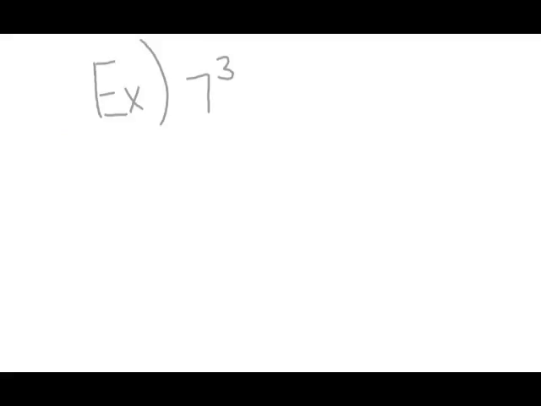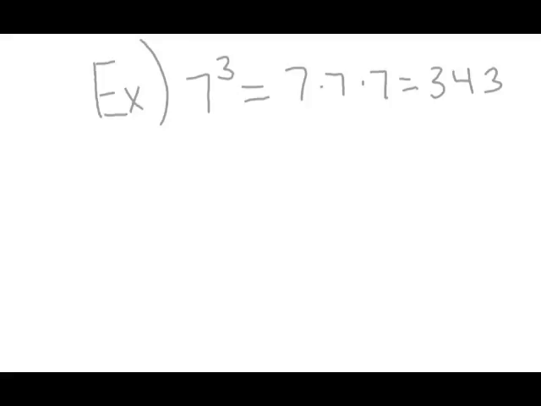Let's look at an example. We have 7 to the third power, to the third exponent. The 3 indicates how many times the 7 needs to be multiplied by itself. So it would actually be 7 times 7 times 7, which will equal 343. The same rule applies for all different numbers.